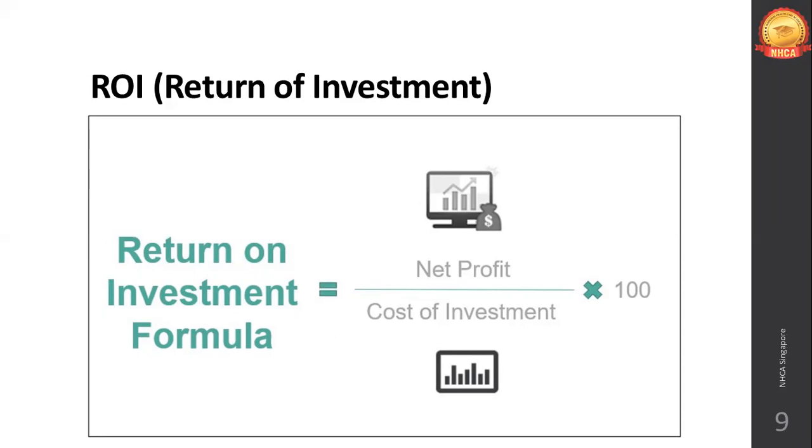The denominator is cost of investment. Whatever money you have spent to get a product done, or to make a service possible, is the cost of investment, multiplied by 100. So this is what you get as a return on investment. This is the formula for calculating return on investment. It should not be negative. It should not be less than 1. If the answer you get here is positive and more than 1, it means you are getting some return out of your investment.